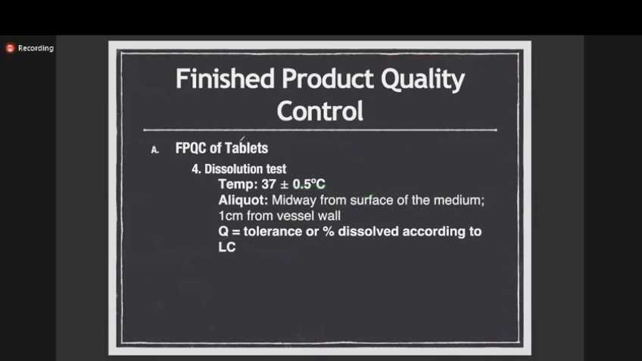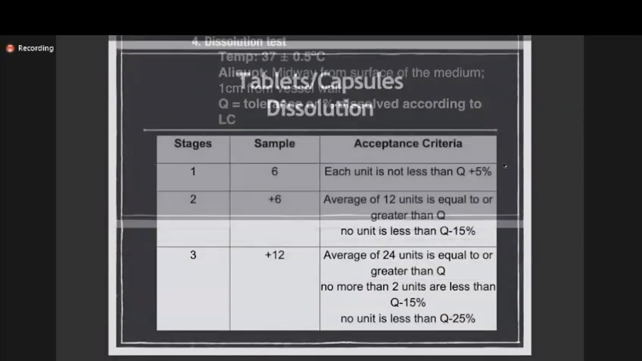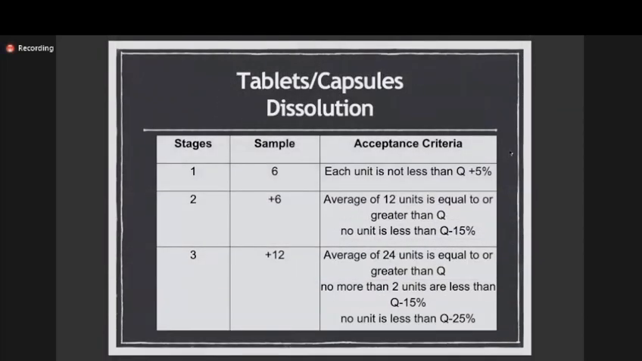Okay, so next we go to this table. So what is Q? Q is your labeled percent. Labeled claim, so for example, paracetamol class contains 500 milligram. So the labeled claim of paracetamol is 500 milligram, and its Q is 90%.